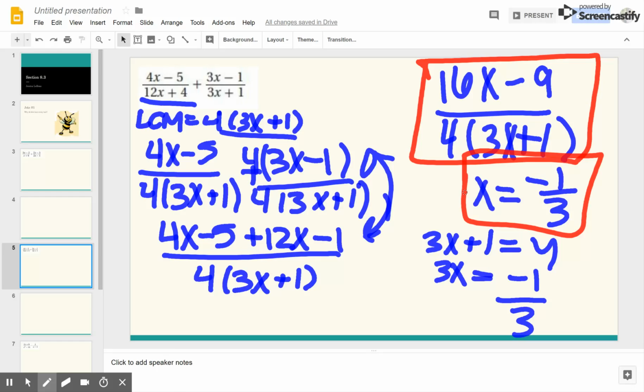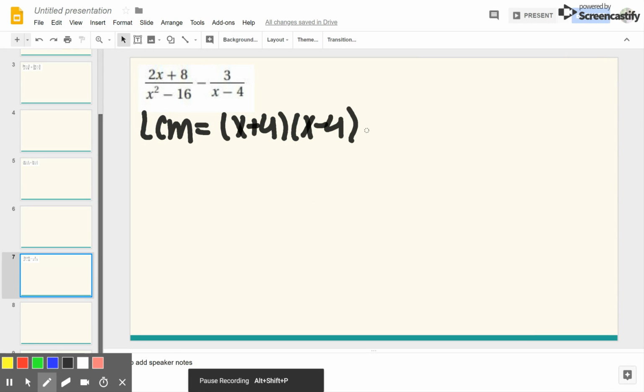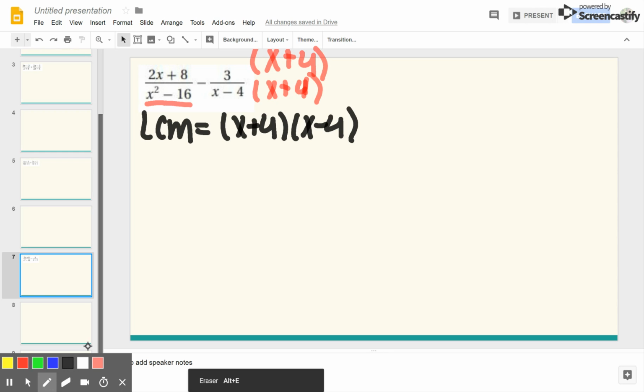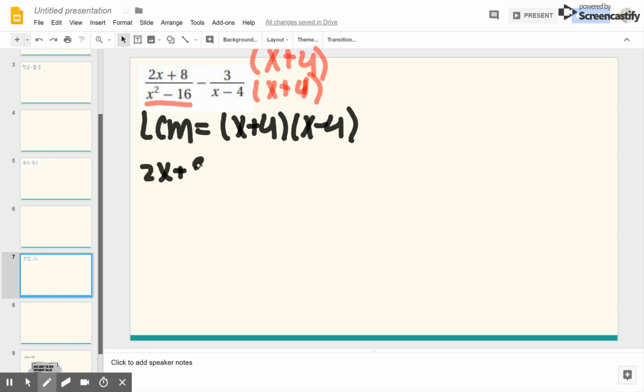Okay. So for this problem, we can find the least common multiple to be x plus 4 and x minus 4. So by finding this, we can see again that the left side denominator is already simplified out, but we still have to multiply the right side by x plus 4 because we have the x minus 4. And so remember, if we do it to the denominator, we have to do it to the numerator. So again, we are going to get that. So I'm just going to do that down here, 2x plus 8.